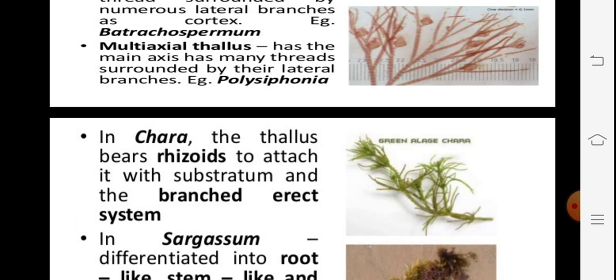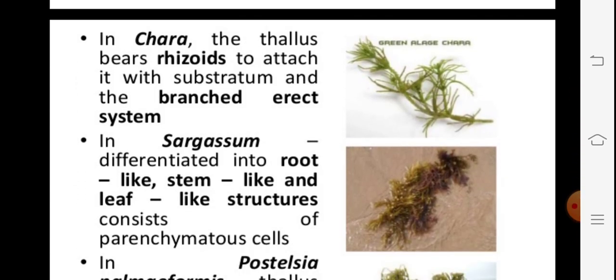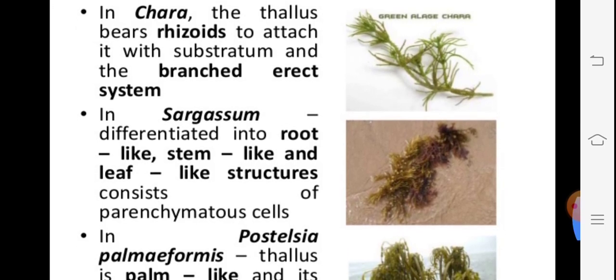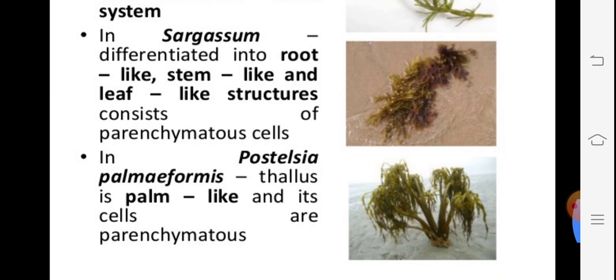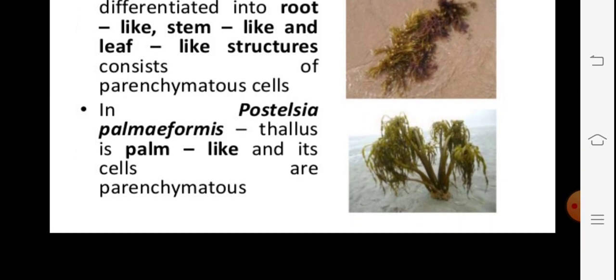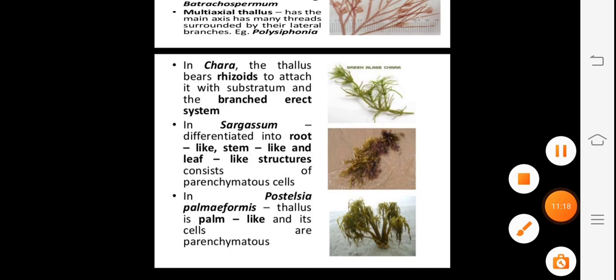In the family Characeae, you know this Chara, along with the globule and the nucule present. Sargassum shows stem-like and leaf-like structures, and there are others. So you remember this thallus structure, particularly in Chlorophyta. We will see reproduction and life cycle patterns in the next lecture.